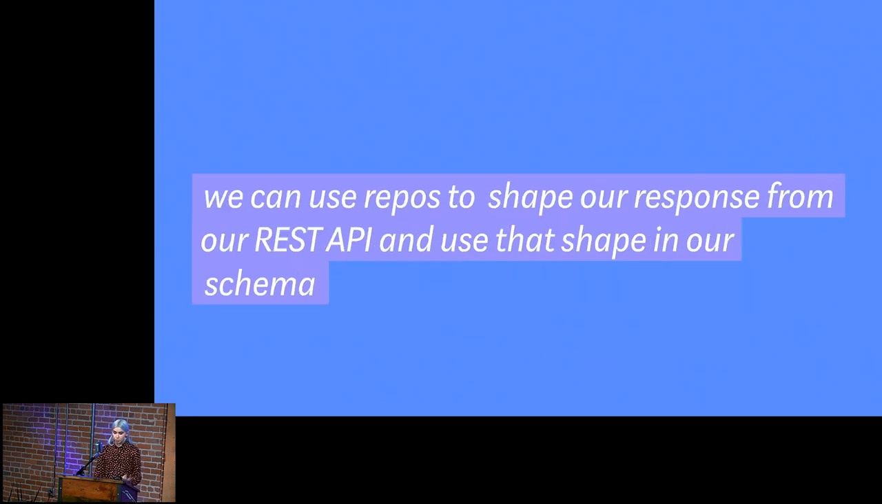The cool part is we can use these repos to shape our response from our REST API and then use that shape in our schema. So that'll be this intermediate step. We'll have our raw data, then this intermediate repository step, and then we can use that for our schema. So instead of going straight from data, or from your REST API, whatever's there, to your schema, you have this intermediate place where you can start shaping your data and making it nice.